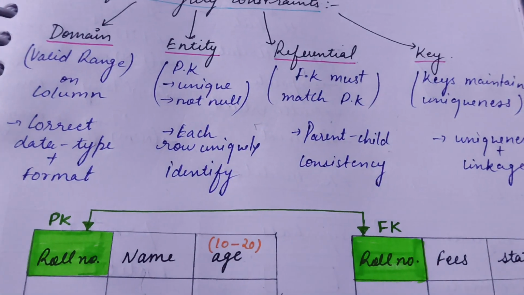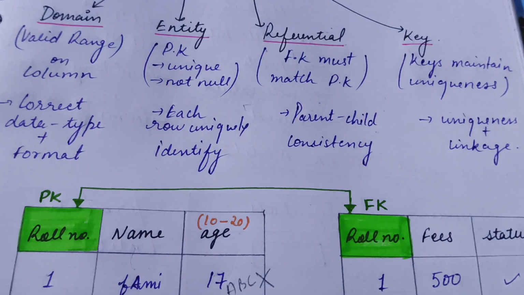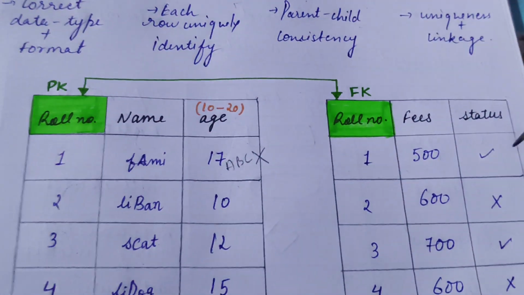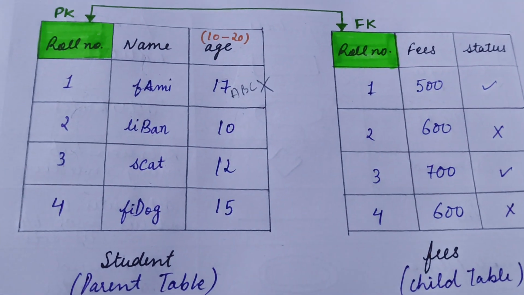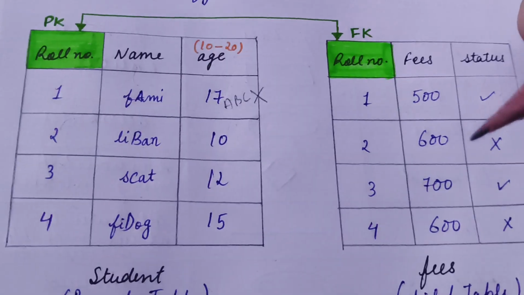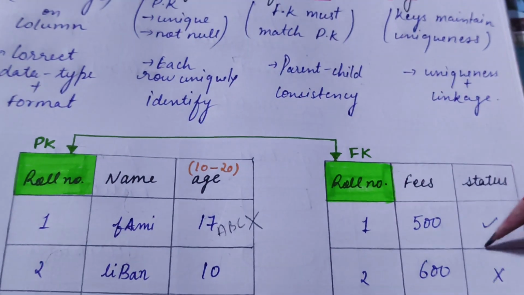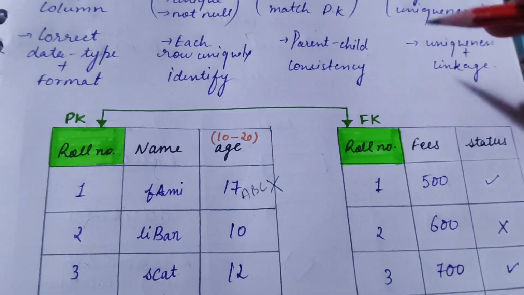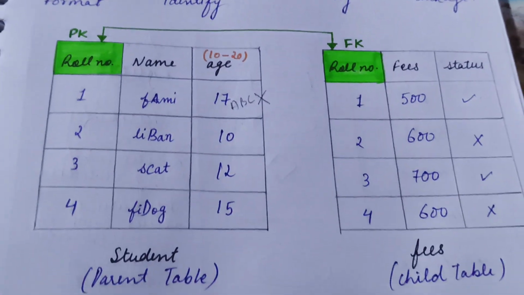The referential constraint basically depends on the primary key. The fourth one is the key constraint. The key constraint says that all the keys, for example the different types of keys: unique keys, alternate keys, foreign keys, define uniqueness. Each key must be valid, so that they link all the tables.